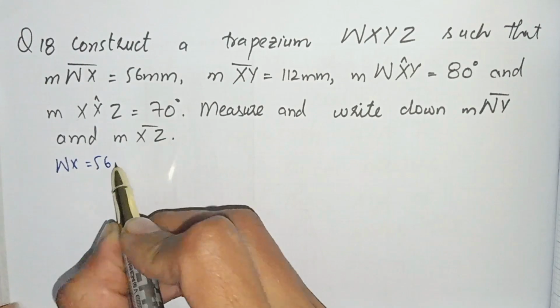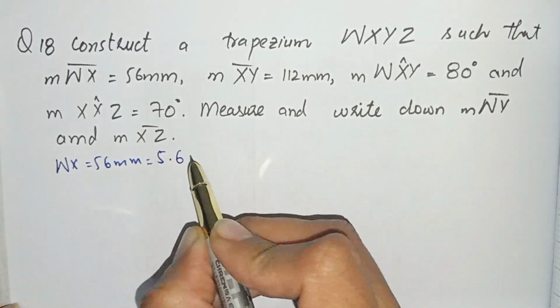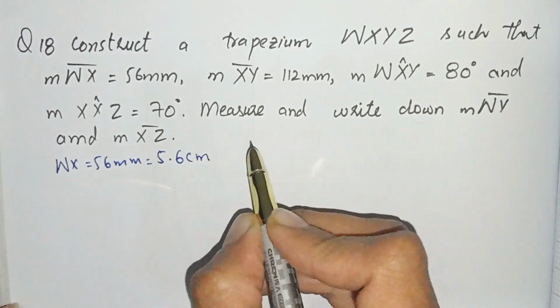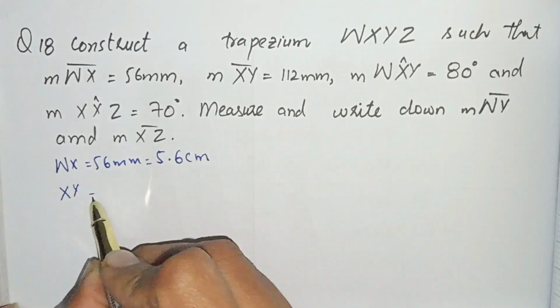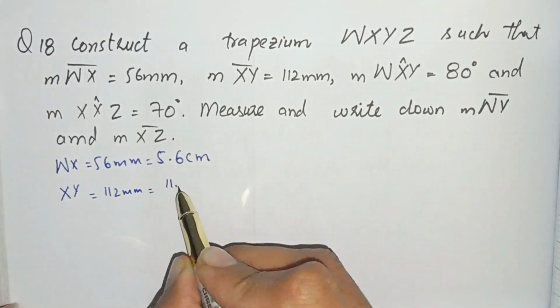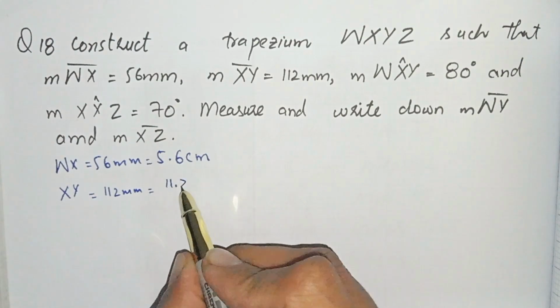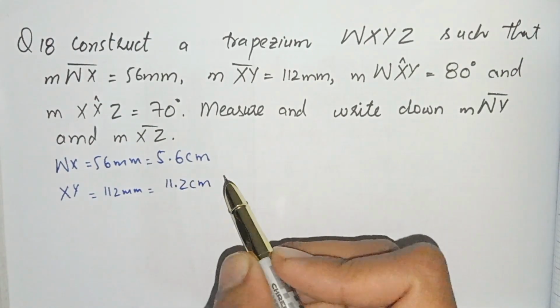WX, 56 millimeter, when converted into centimeters, becomes 5.6 centimeter. XY, 112 millimeter, when converted into centimeter, we have to divide it by 10. It becomes 11.2 centimeter.